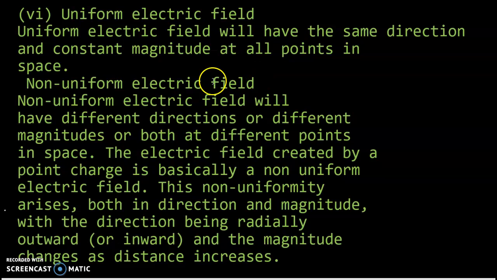Whereas a non-uniform electric field can either have the same direction or a constant magnitude, or it will have different magnitudes or different directions at different points in space. The electric field created by a point charge is basically a non-uniform electric field. This non-uniformity arises both in direction and magnitude.